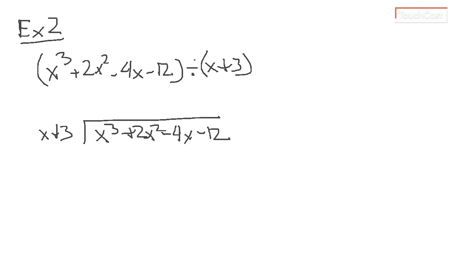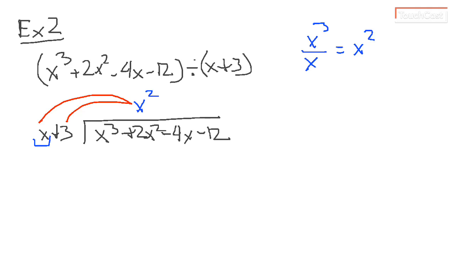Now we ask ourselves, how many times does x, just this first x, go into x to the third? So if we go x to the third over x, we're going to be left with an x squared. That is going to go over our term that has an x squared. x squared times x. Remember, now we take and multiply this by everything in what we're dividing by. So x squared times x is x to the third. x squared times 3 gives us plus 3x squared, and we subtract that entire expression.